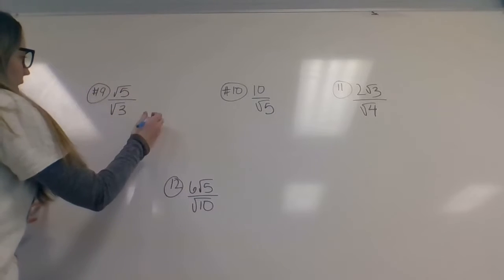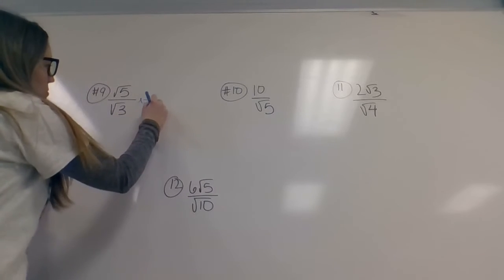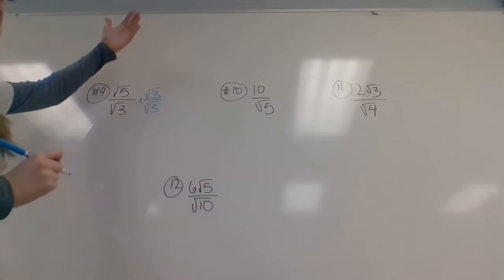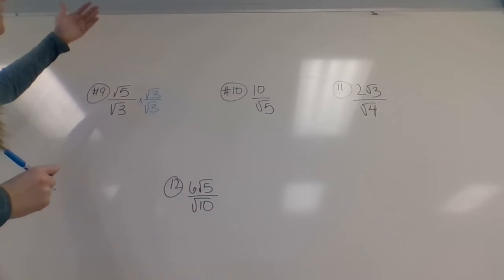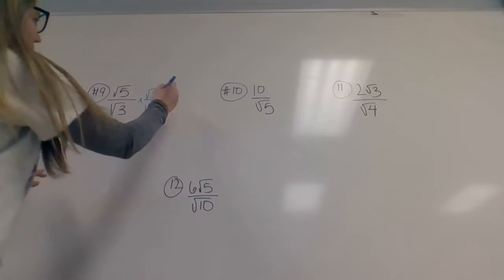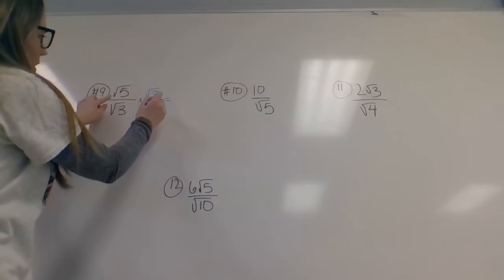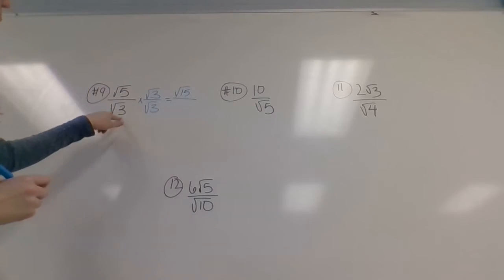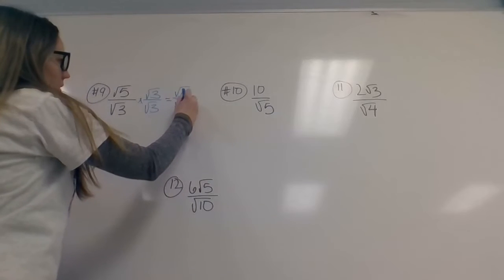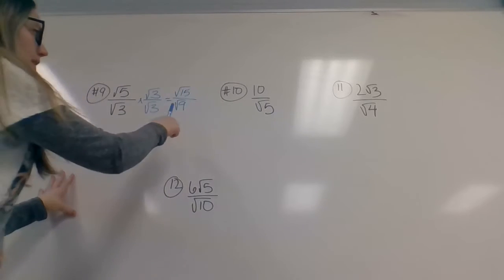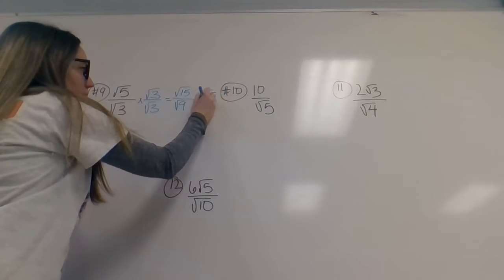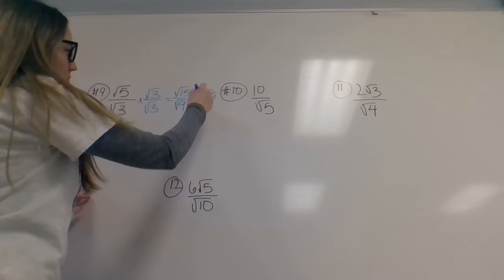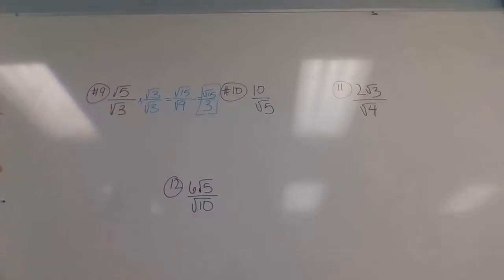So for example, in number 9, I need to multiply by root 3 to get rid of this, because in this case, it's being divided by root 3. To undo division, I multiply. So I need to do that. So then I just multiply straight across. Root 5 times root 3 gives me root 15. Root 3 times root 3 gives me the root of 9. But I can continue simplifying because I know the root of 9 is 3. The square root of 9, 3 times 3 gives me 9. So in this case, my final answer then is root 15 divided by 3.